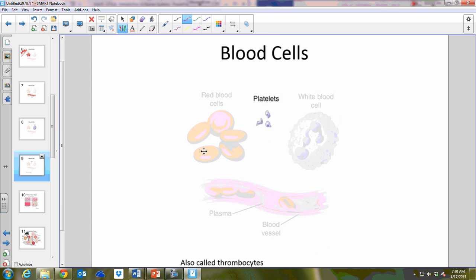And then lastly, the platelets are a clotting factor in blood. You can see they're kind of like pieces of cells. They're not necessarily like a whole cell, and they are the clotting factor. And so if you get a cut, the platelets will actually cause that clot to occur, along with some other proteins.